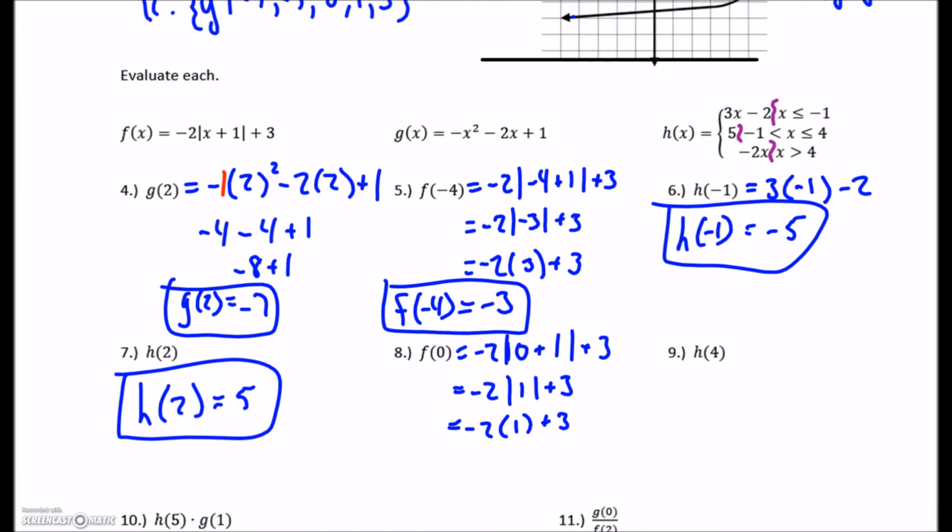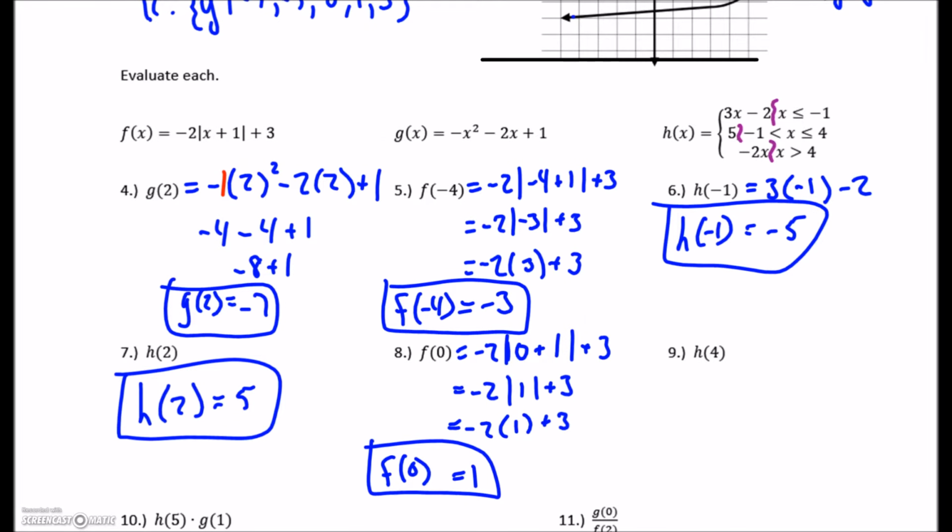So now I'm just going to do a little bit of multiplying and a little bit of adding. So negative 2 times 1 is a negative 2. Plus 3 is a positive 1. So I put the positive 1 down, and that's it. So f of 0 is a positive 1. And I can see my input and my output side by side. Okay? The next one, h of 4.